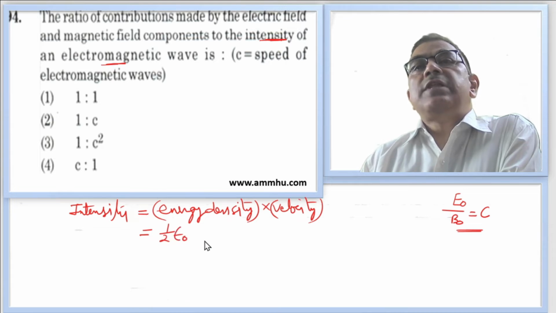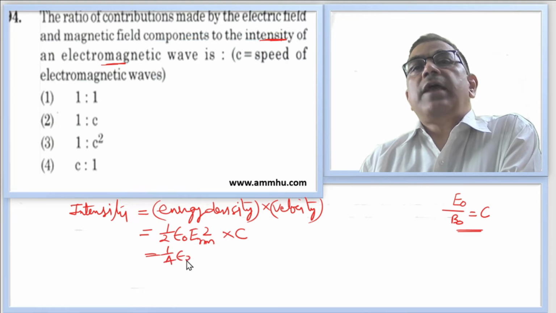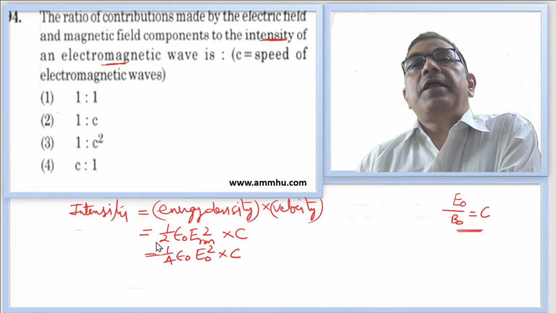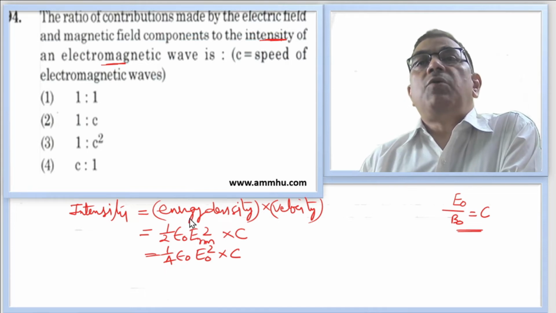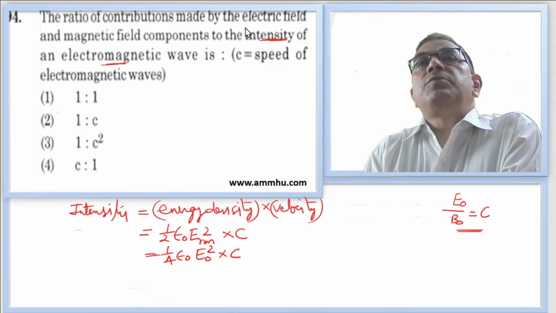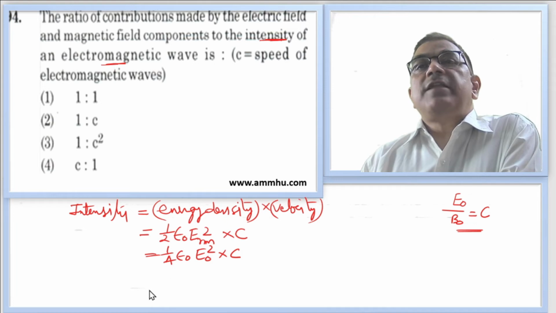Half epsilon naught E RMS square into C. Is it right? If you wish, you are welcome to write this as 1 by 4 epsilon naught E naught square into C. So this is the intensity contributed by the electric component of the electromagnetic field. Is it right? And we are supposed to find the ratio of the contribution made by the electric field and the magnetic field component to the intensity of the electromagnetic wave.